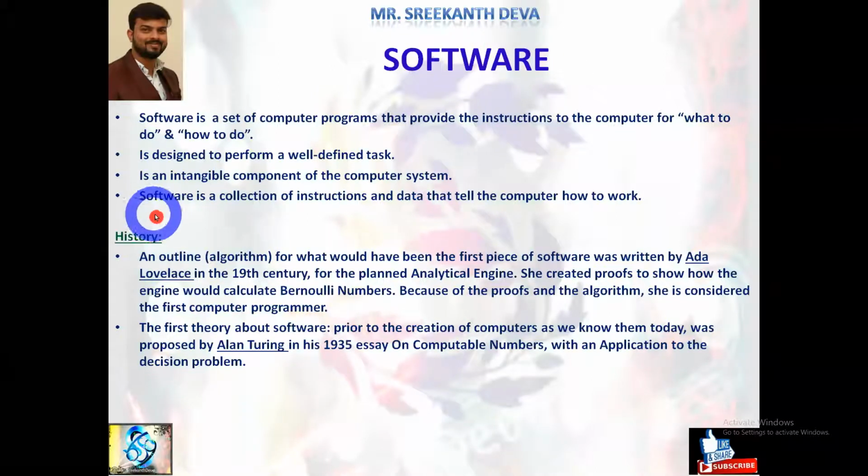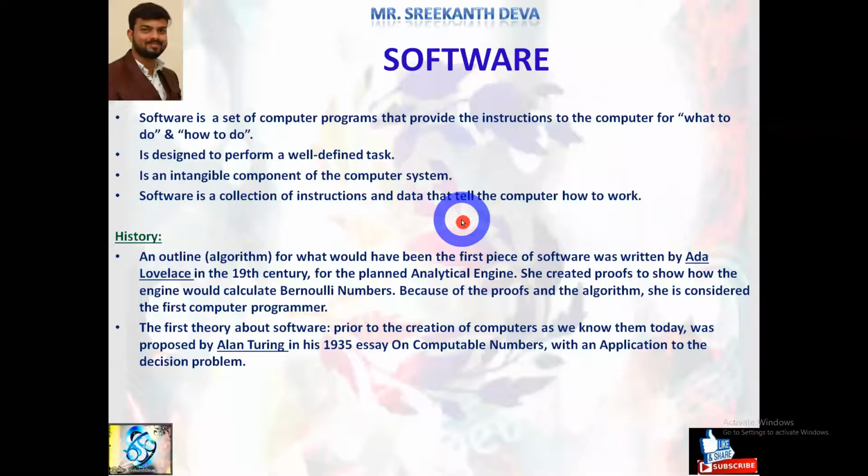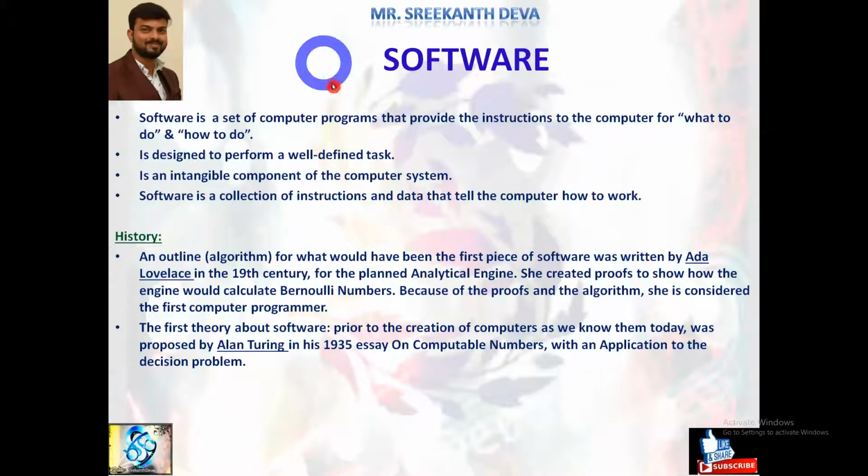Here, software is nothing but a collection of instructions and data that tells the computer how to work. The main intention, what to do and how to do, is done by software. Software is an intangible component. Here, intangible components means those components or parts which we cannot touch physically. So that is about software.